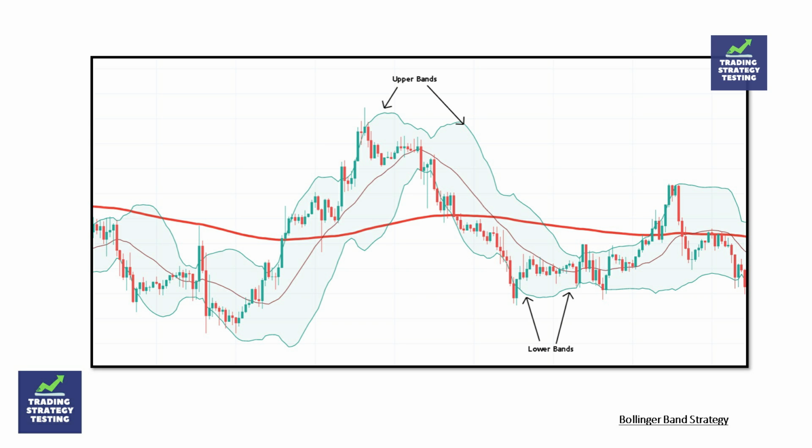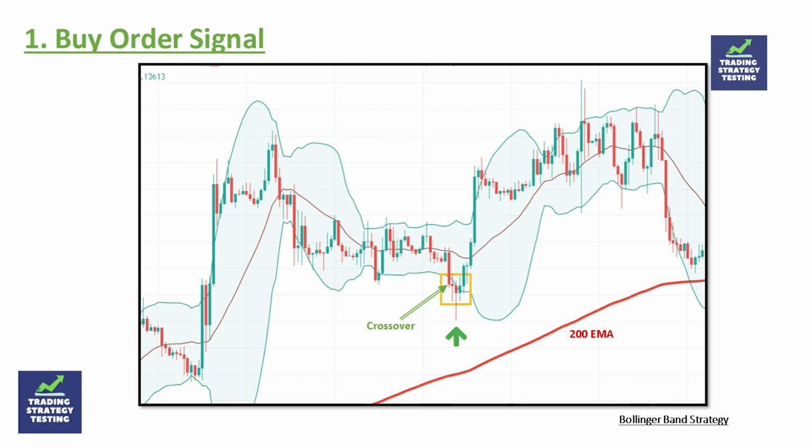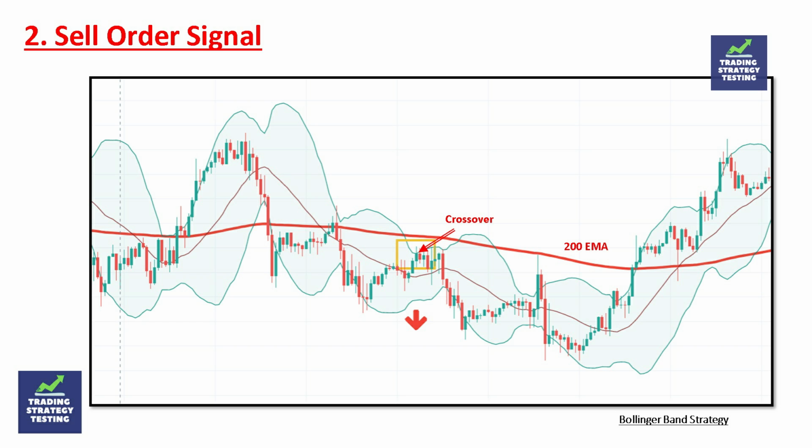The Bollinger Band consists of two lines, the upper and the lower ones. Our strategy is simple. When the price is above the 200 exponential moving average, we will go long as soon as the price hits the lower band's line. On the other hand, when the price is below the 200 EMA, we will only look for sell opportunities and we will go short as soon as the price hits the upper band's line.